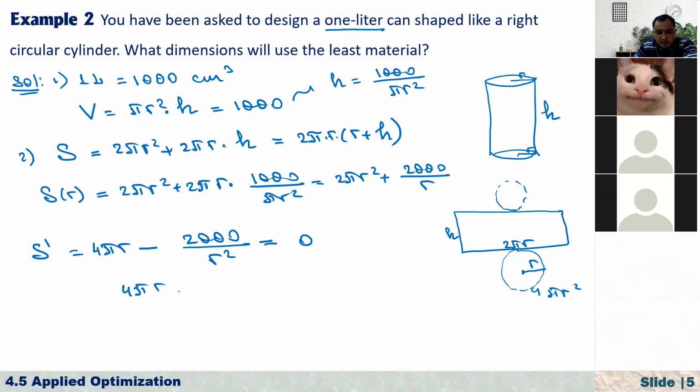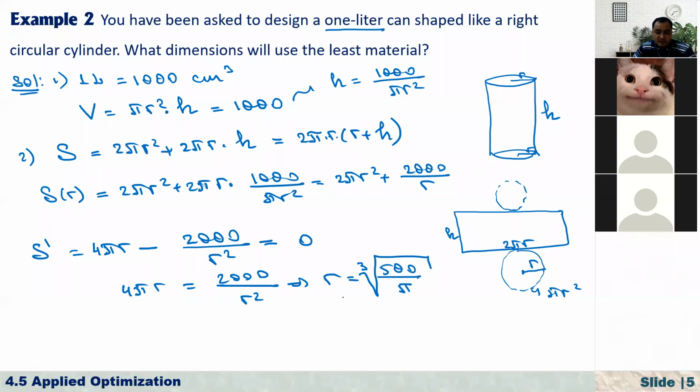4πr is equal to 2000 over r². Take this r² to the left and 4π to the right. From here, we get that r³ is equal to 2000 over 4π, which is 500 over π. On the left-hand side we have r cubed, right? Take cube roots of both sides. So here we have r equal to the cube root of 500 over π.